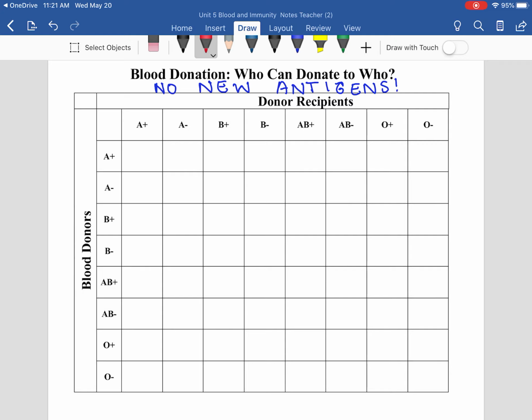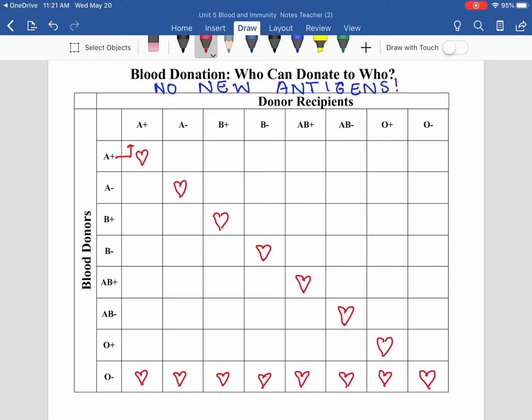So A positive to A positive, successful. Okay, A negative to A negative, successful. B positive to B positive. So I'm just going through the chart here. Okay, so if it's the exact same ABO group and the same RH factor, then that would be successful. Okay, next I'll do my O negative. O negative is known as the universal donor, and it can donate to anyone. So O negative is able to donate to every other blood type.